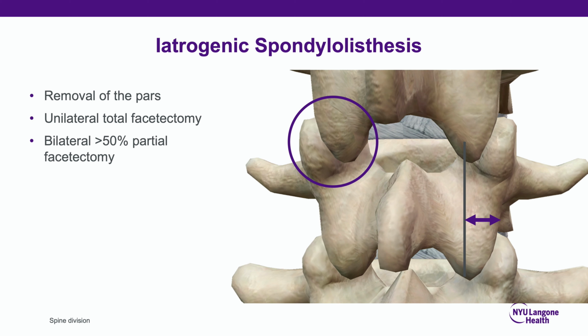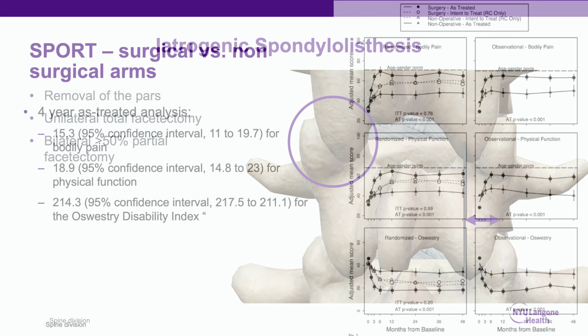When we talk about iatrogenic spondy, usually we talk about removal of the pars. When we do a laminectomy or a medial facetectomy, we take away too much of the pars and cause it to break. Usually when we do a unilateral total facetectomy, or more than 50% on both sides, partial facetectomy or medial facetectomy, that's when we have the highest likelihood of fracturing the pars or removing the pars by accident and having to do a fusion or fixation.